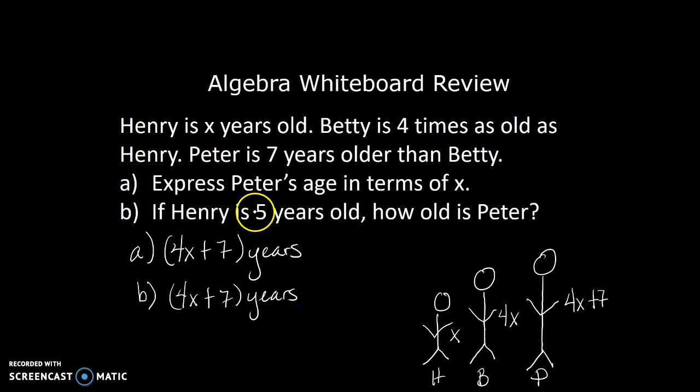And Henry is 5 years old. Now remember, Henry's age is X. So that's where we're going to plug in our 5. So then we have 4 times 5 plus 7. And if we solve it, we do the multiplication first. 20 plus 7. And Peter is 27 years old.